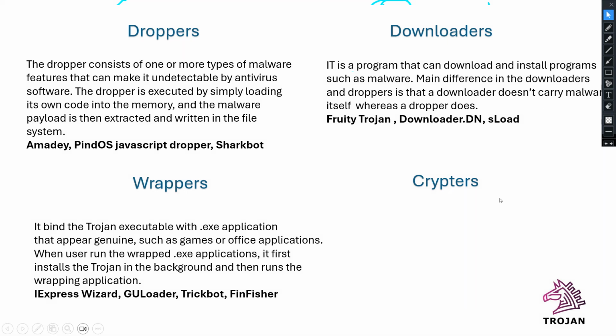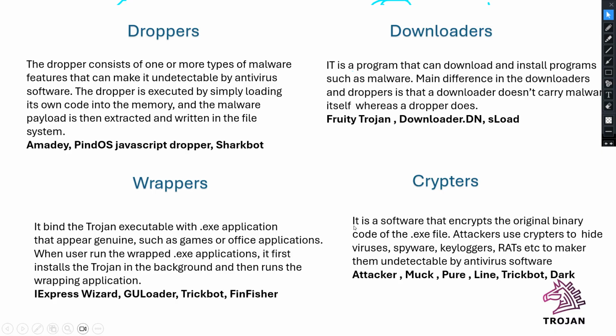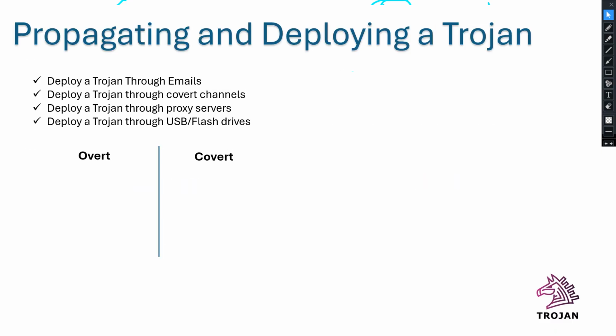After that we have cryptors. A cryptor is basically software that encrypts the original binary code of the .exe files. Attackers use cryptors to hide the viruses, so no antivirus can detect them and they remain undetectable, like Muck, Pure, Line, Trickbot, Dark. Now, propagating and deploying a Trojan.